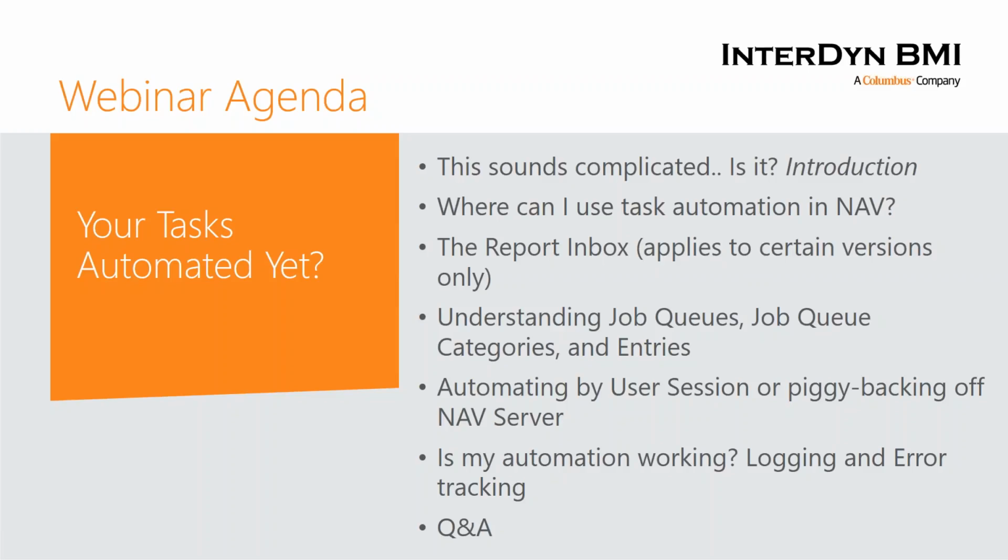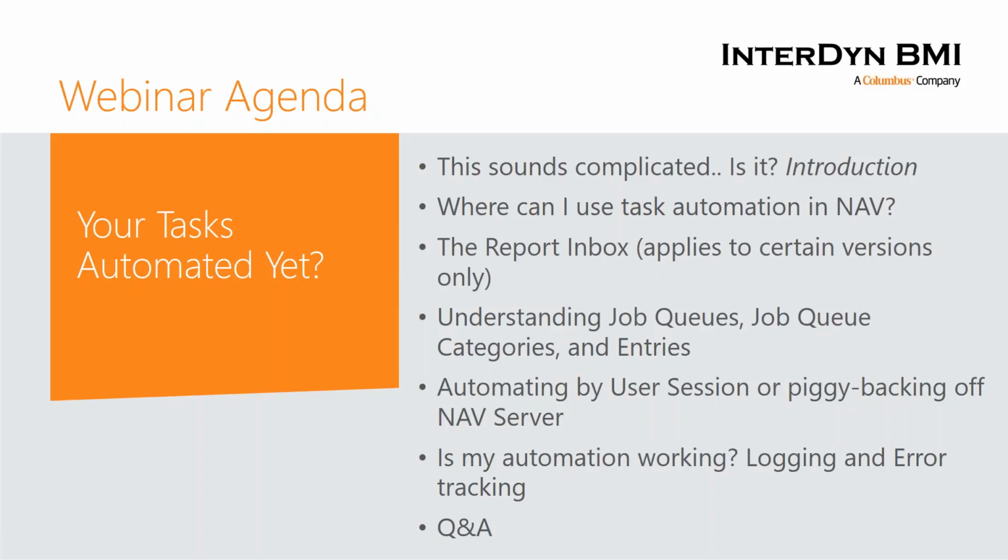I'll introduce you to an area called the report inbox, which may or may not be available in your version. I'll explain the job queues, job queue categories and entries. Then we'll go in a little bit further. When you automate tasks in Dynamics NAV, you have the ability to automate things just for yourself or within your own session, or there's also an area in Dynamics NAV where you can automate at a server level.